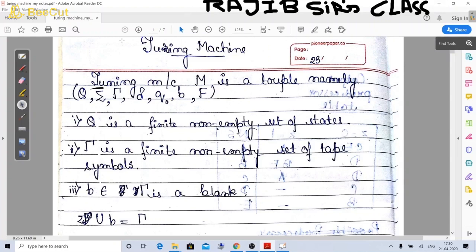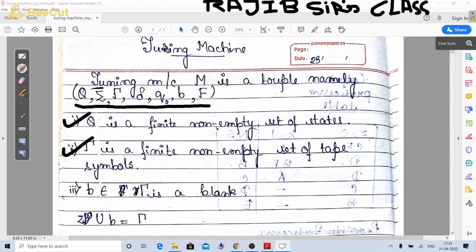Now, here I am going to explain what a Turing machine is. This Turing machine is made of 7 tuples, and those 7 tuples are Q, sigma, gamma, delta, q0, B, and F. Capital Q belongs to a finite non-empty set of states, and gamma is a finite non-empty set of tape symbols.